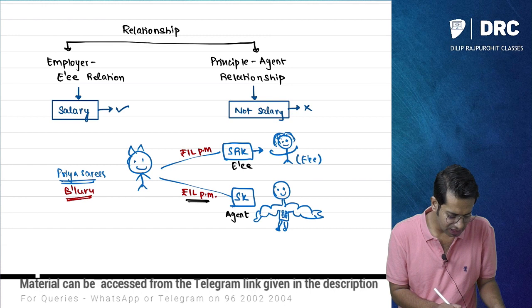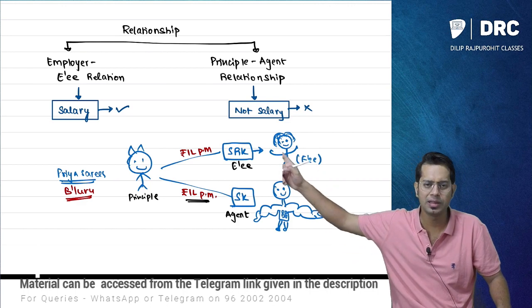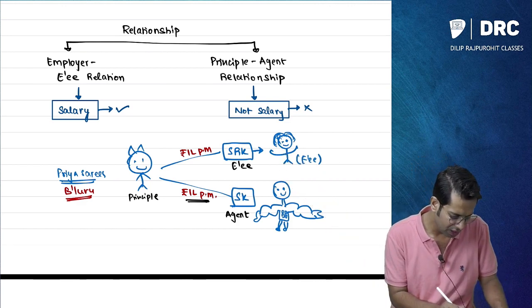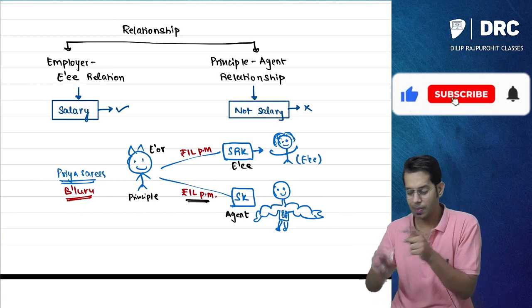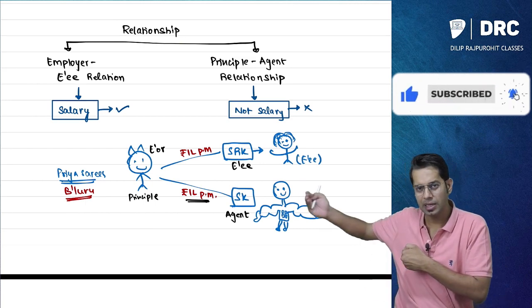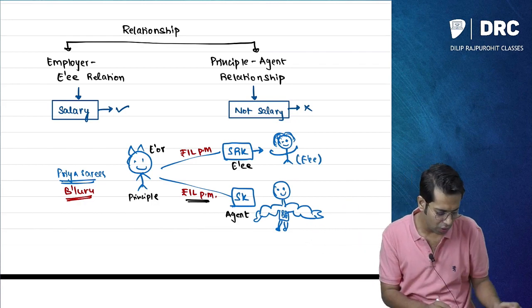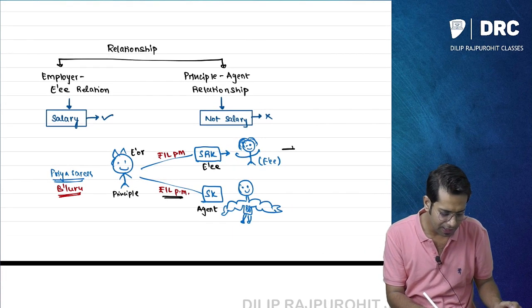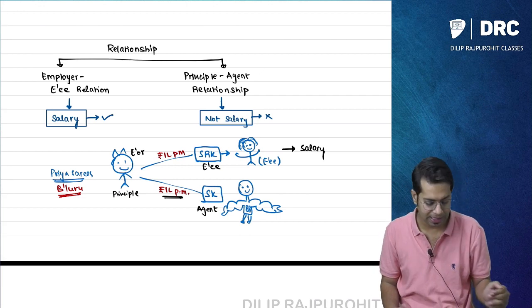So there is a relationship between Salman and Dilip, which is what, sir? Principal-agent relationship. And there is a relationship between Shah Rukh and Dilip. What kind of relationship, sir? Employer-employee relationship. So you should see the relationship. So payment made by Dilip to Shah Rukh is taxable under which head, sir? It will be taxable under salary.